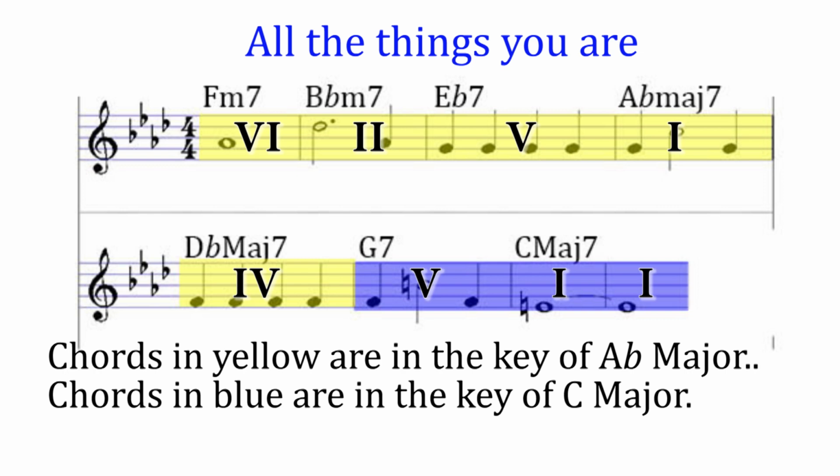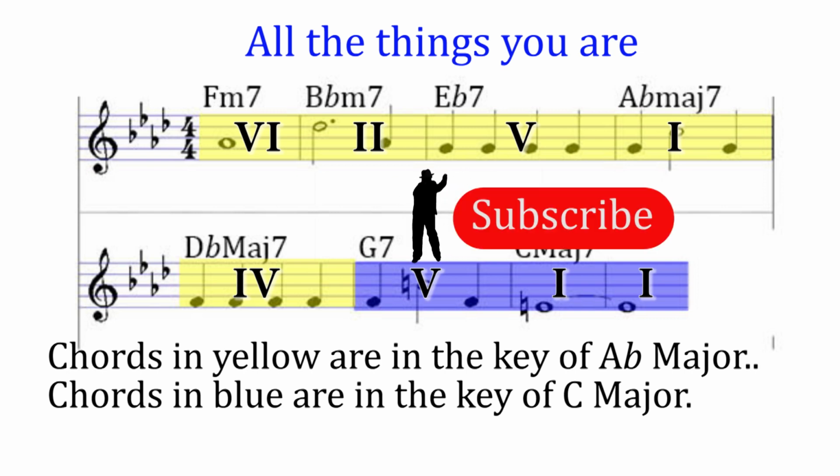When improvising over this song, if we know the key changes, then we know what notes will sound good over the chords. So in this case, we can play the notes of the A flat major scale over the first 5 chords since they all come from the key of A flat major. And we can use the notes of the C major scale for the last 2 chords since the song changes to the key of C major.